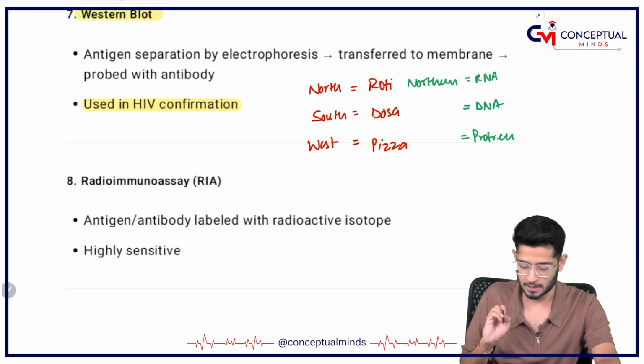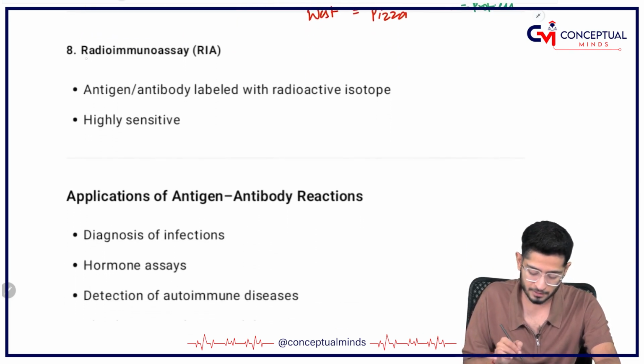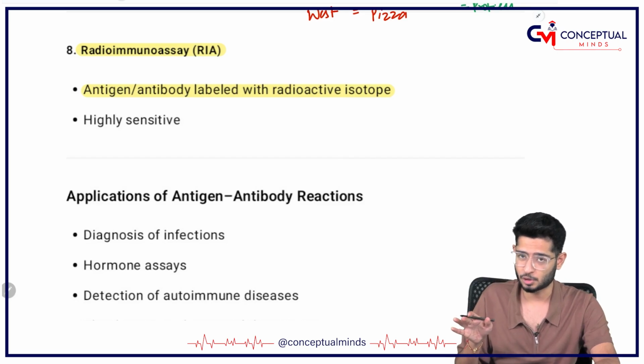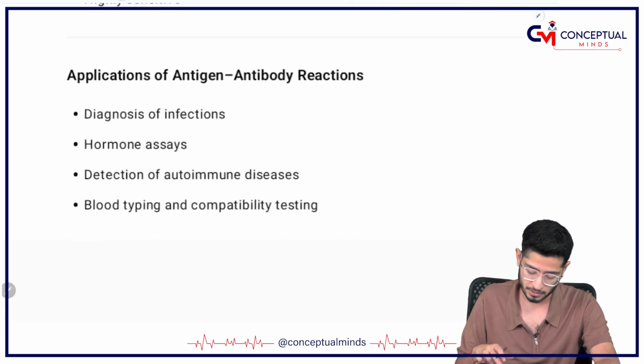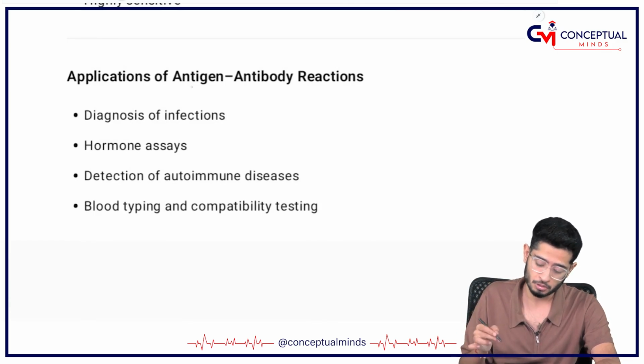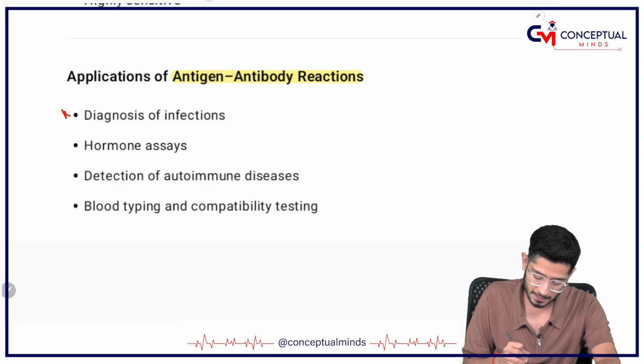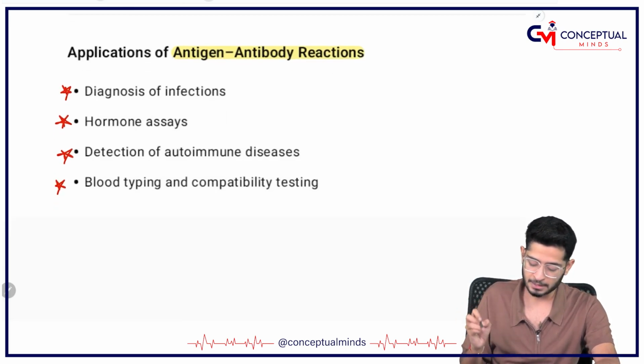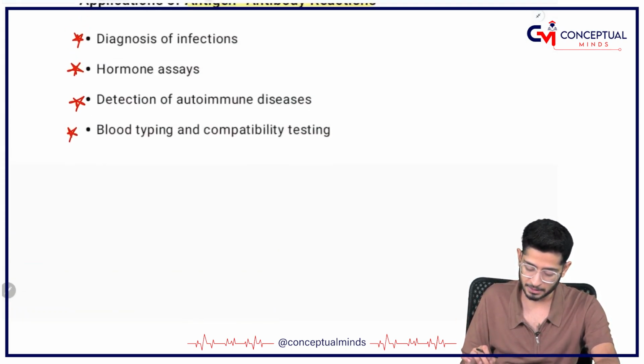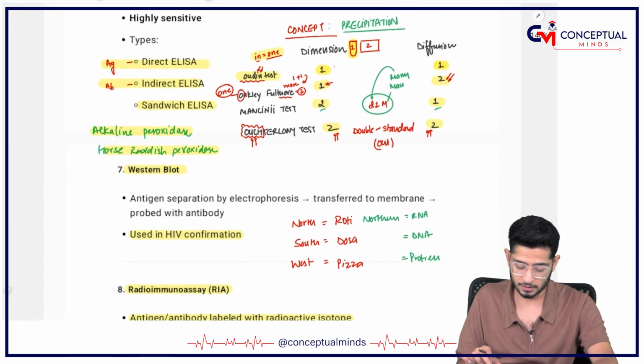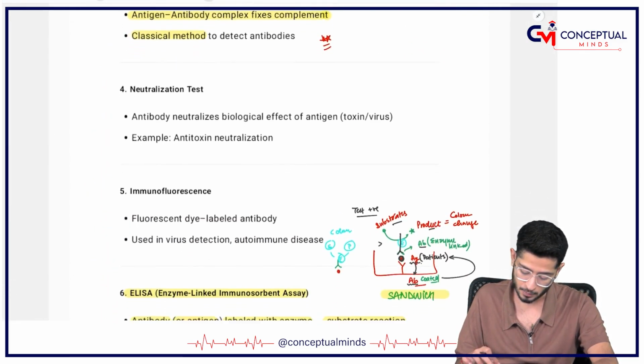So it is used in HIV confirmation. Next, you have the radioimmunoassays also, just like antigen antibody labeled with some radioactive isotopes as well, which can show you the positive reactions. So why are you going to use it? What is the use of antigen antibody reaction? It is in diagnosis of infection, in hormonal assay, in detection of autoimmune disease, blood typing, and even compatibility testing also. Alright. So these 7-8 reactions, my dear friends, are very important.